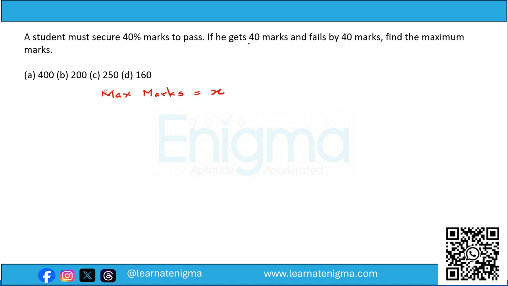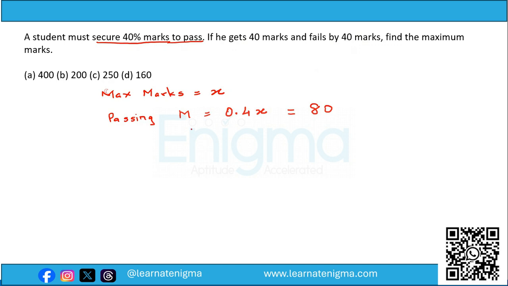Now, the student must secure 40% marks to pass. So, therefore, we can say that the passing marks are 0.4x. Now, it is also given that if he gets 40 marks, he fails by 40 marks. Okay, that means the passing marks must be 80.